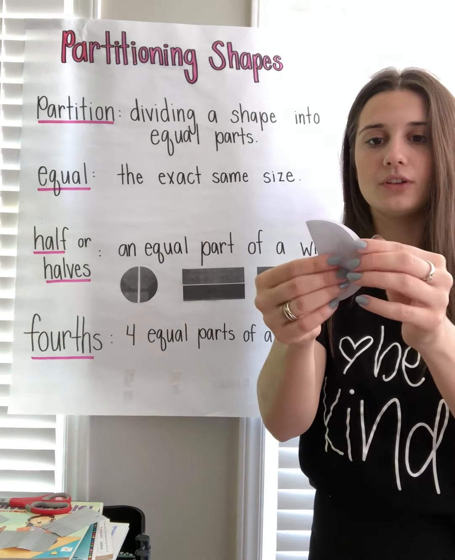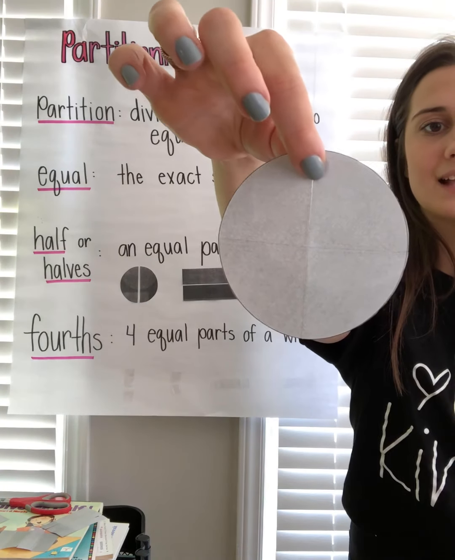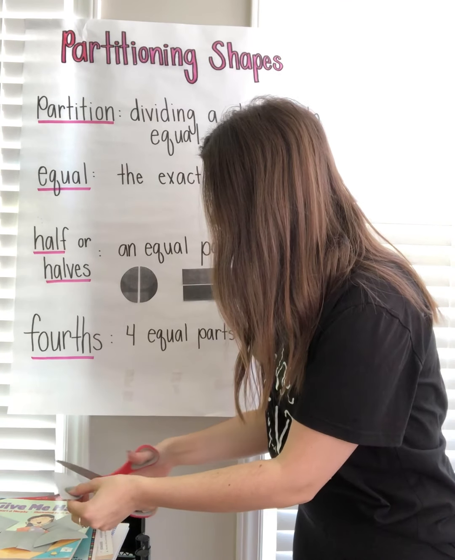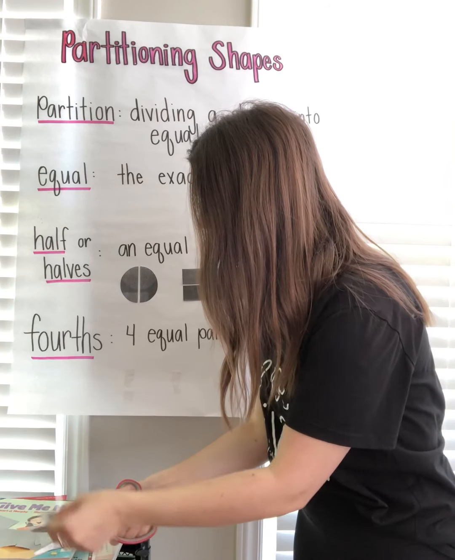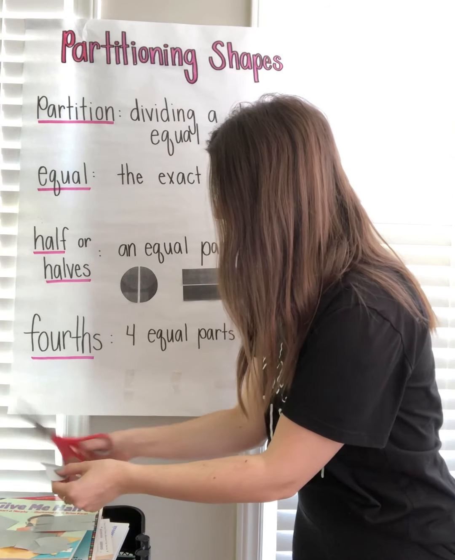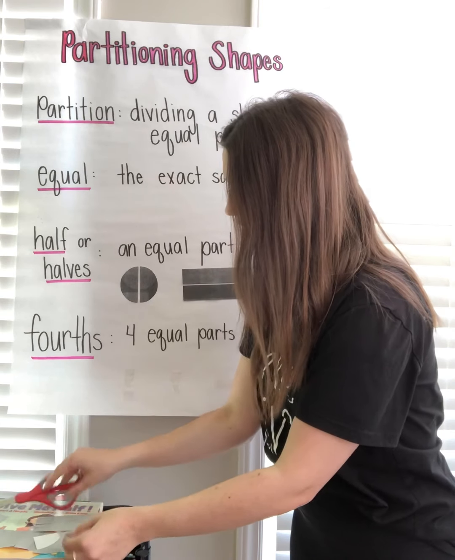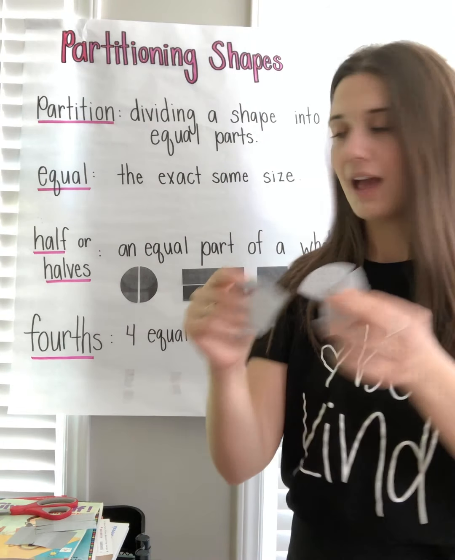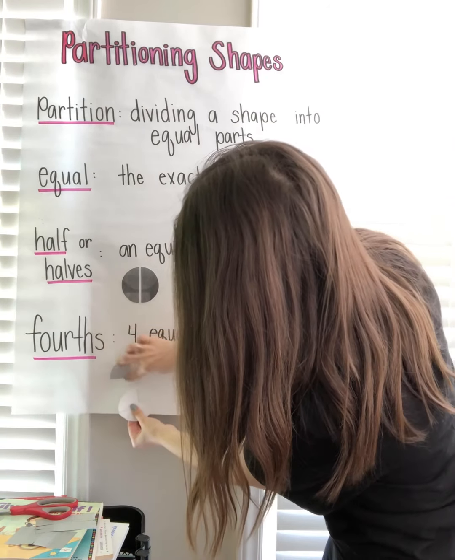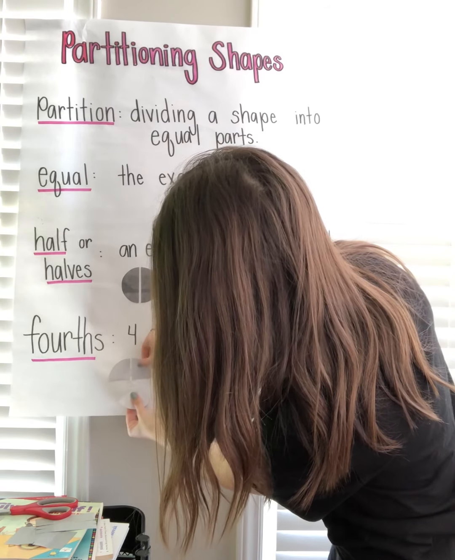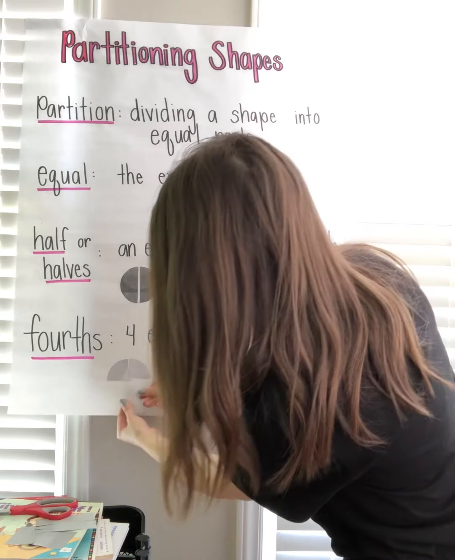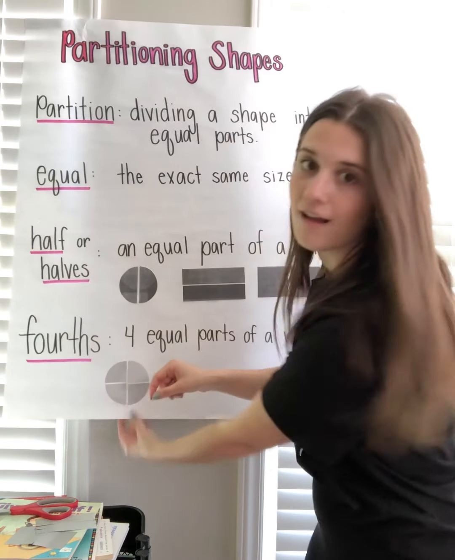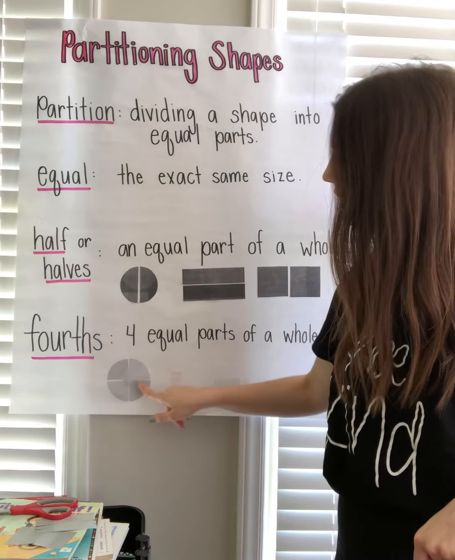So let's go ahead, and if you look really, really closely at the circle, you'll see the lines that we're going to cut on. And we can cut on these lines, and we will get four equal parts. We'll get fourths of a whole. Here they are. So now we have our four equal parts, and we can put them together on our chart, just like we did with our halves, to see that they do make a whole when they come together. Hopefully you'll be able to see them. There we go. We have 1, 2, 3, 4 pieces.